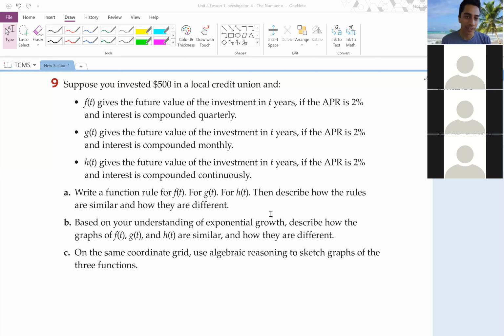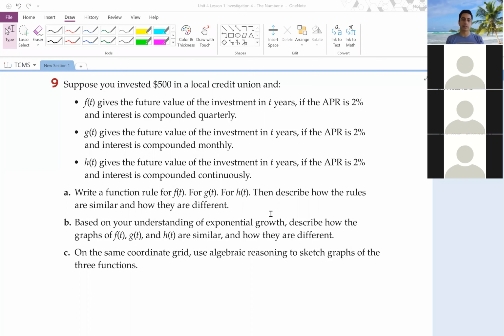All right. So suppose you invest $500 in the local credit union, right? And again, it's giving us this breakdown of quarterly, monthly, and continuously. We have the same APR. And so they want us to write functions using function notation: F of t, G of t, H of t. Describe how the rules are similar and how they are different. Based on your understanding of exponential growth, describe how the graphs are similar and how they are different. And on the same coordinate grid, use algebraic reasoning to sketch graphs of the three functions.